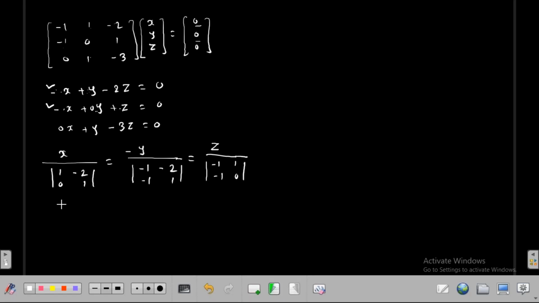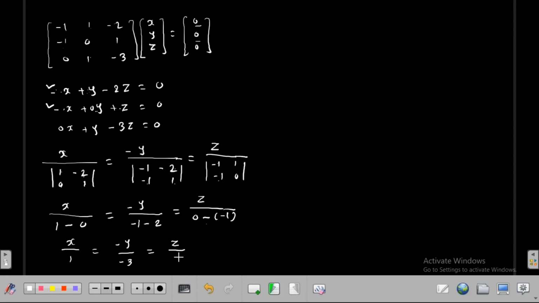Now solve this determinant. So x divided by, first multiply these two numbers. 1 into 1 is 1. Then minus, multiply these two numbers, 0 into minus 2 is 0. Then equal to minus y divided by, minus 1 into plus 1 is minus 1. Then minus, multiply these two numbers. Both numbers are negative, so minus 1 into minus 2 is plus 2. Equal to z divided by, minus 1 into 0 is 0, then minus, minus 1 into plus 1 is minus 1. Now simplify this. X divided by 1 minus 0 is 1, equal to minus y divided by minus 1 minus 2, which is minus 3. Then equal to z divided by minus 1, which is plus 1.